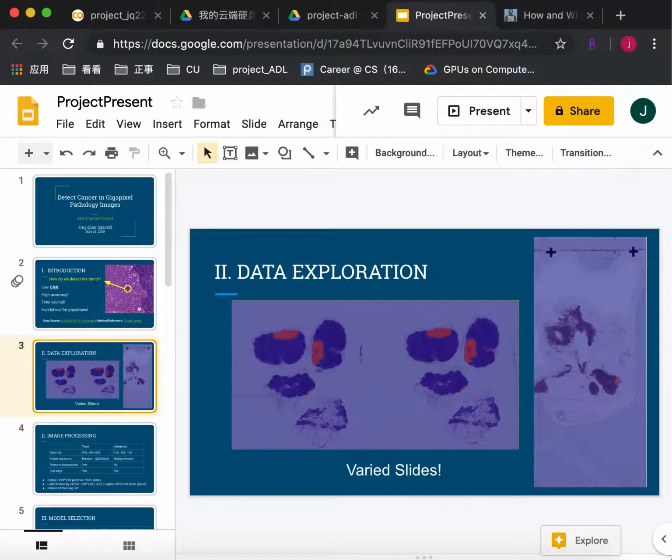First, let's take a look at our slides. We could see that these are two slides I randomly selected. They are very dissimilar, and we could see the tissue region is only a small part of the image. So we need to do some image pre-processing before running the models.